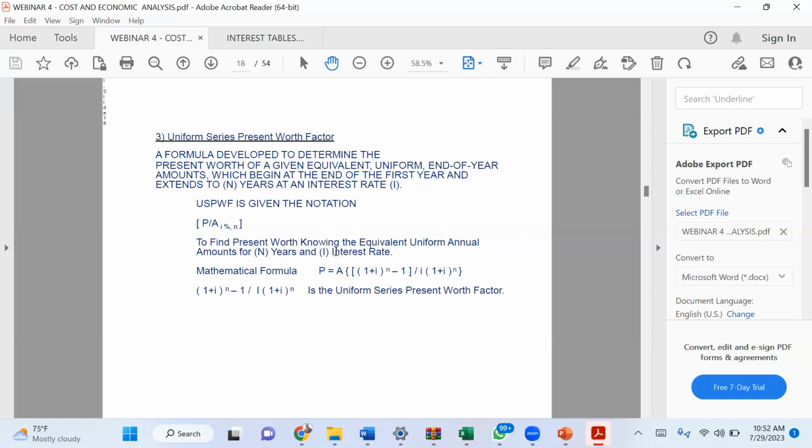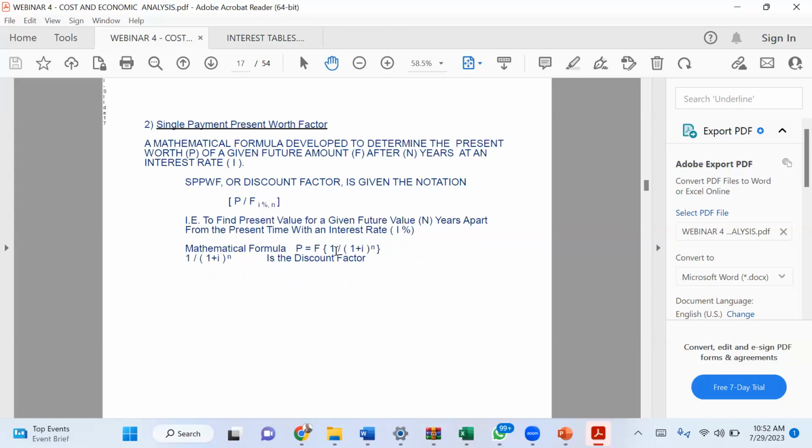Okay, look at the second one, for instance. The single payment present worth factor, which is just the opposite of the one we taught. Now look at the mathematical formula. F, this time around, is the future value. You're looking for the present value, right? Let me give an example now.